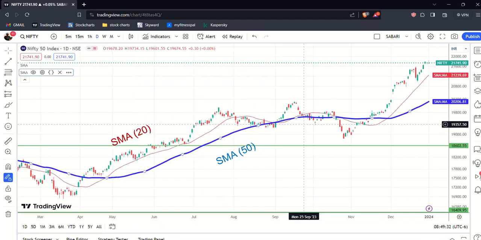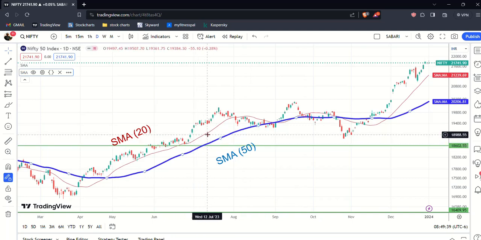In this screen, you see two moving averages. The red line is the simple moving average for 20 days, and the thick blue line is the simple moving average for 50 days. The length of a moving average has some significance. If it is a longer time period, for example, the thick blue line, the 50-day moving average, it includes more data observations and it has more information.